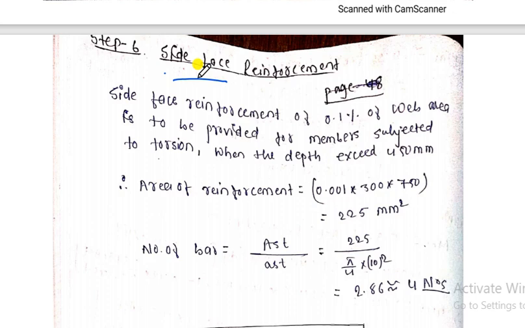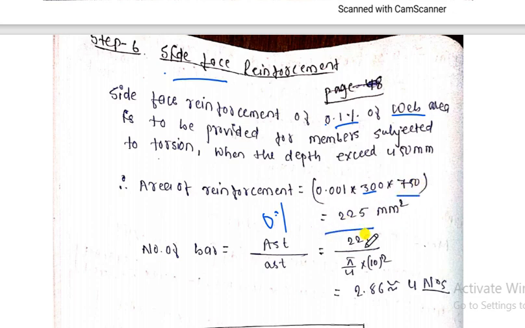For that, it is given in the code book that we need to provide steel reinforcement in the side face of 0.1% of web area. So 0.1% is nothing but 0.1 divided by 100, so 0.001 into b, where b is 300, into D, where D is 750, so we get 225.